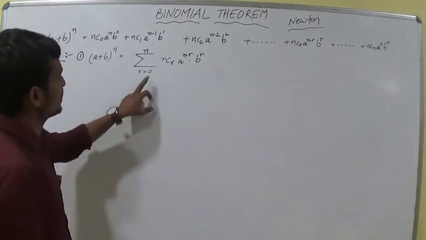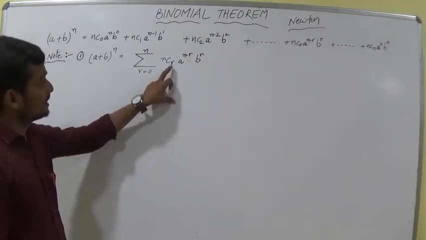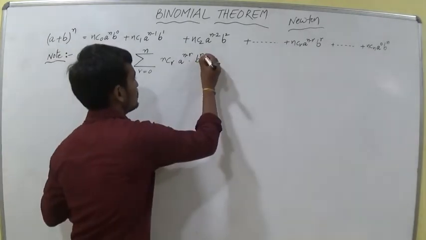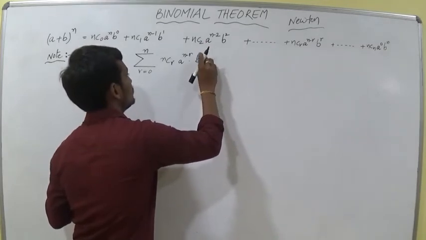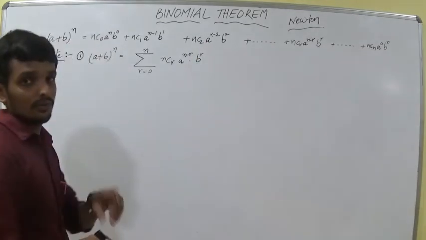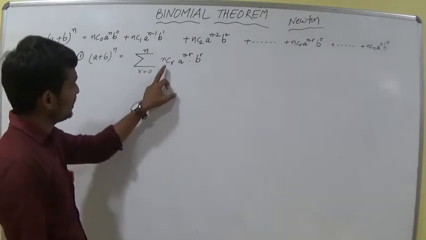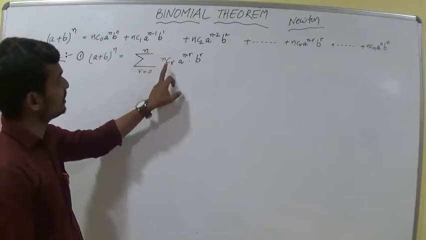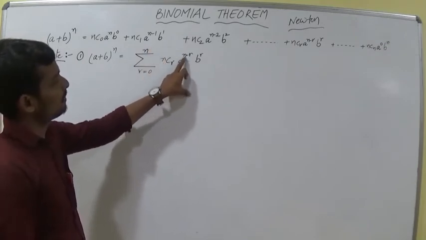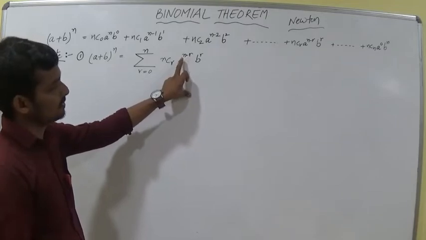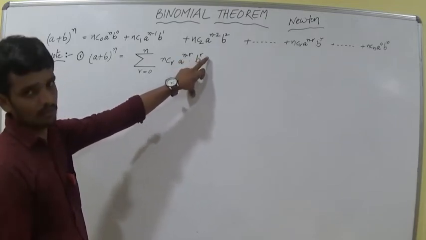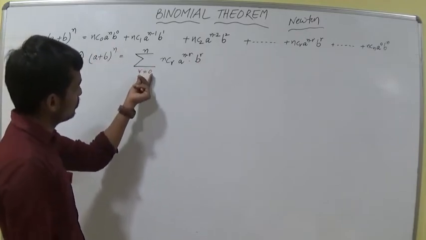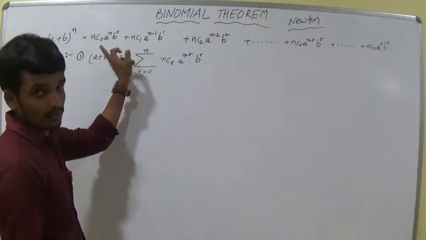For example, if you write 0 in the place of r, nC0 a power n into b power 0. Because the r value is 0, this is b power r. If you keep 1 here, we get the first term and the second term, the sum of the first and second terms.